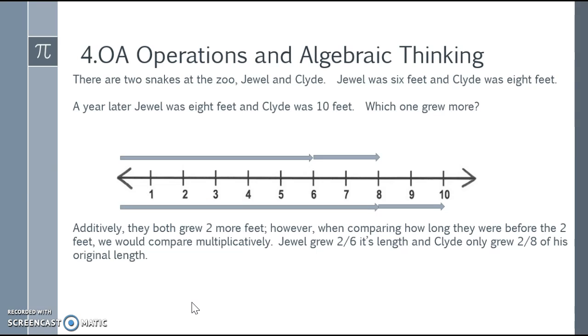However, we must compare how long they were before the 2 feet. We would compare what we call multiplicatively. So Jewel grew 2/6 of her length because the 2 feet, if we kind of place it above here, over the 6 feet in its length. However, Clyde only grew 2/8 of his length. So we can see overall that Jewel grew more.